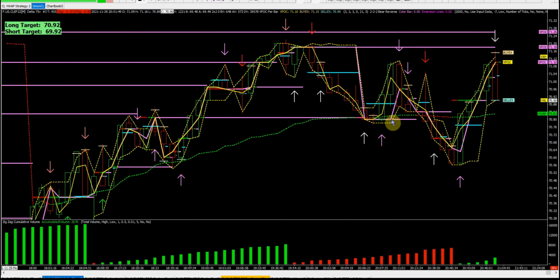70.96 from 70.80. I mean, that's almost $200. That's $160. I mean, that's nothing to sneeze at. I'd take $100 trades all day long like this, and I'd make lots and lots of money.